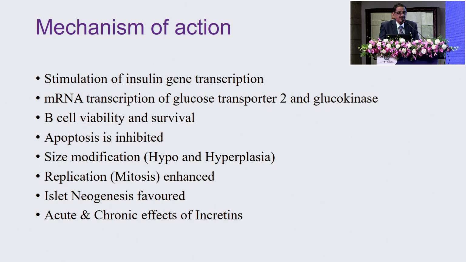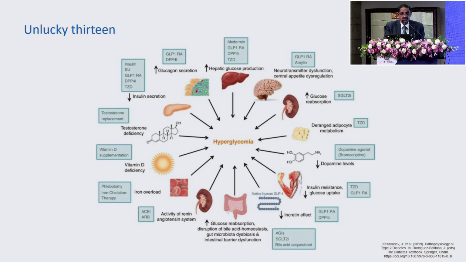How do they really act? As I've already alluded to, stimulation of insulin gene transcription is a very important key factor. And mRNA transcription of glucose transporter 2 helps mobilizing more glucose into the beta cell. Thereby, you have the glucose responding well with a form of insulin secretion. The beta cell viability and survival is enhanced, apoptosis is lowered. The size modification, hypertrophy of the beta cell, all these things do happen apart from replication, islet cell neogenesis, as well as the acute and chronic effects of incretin.